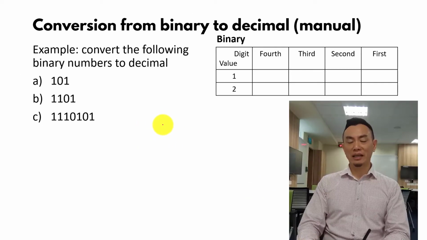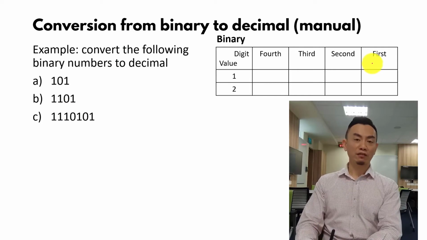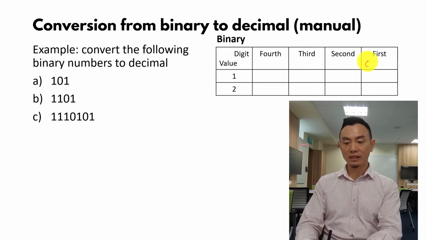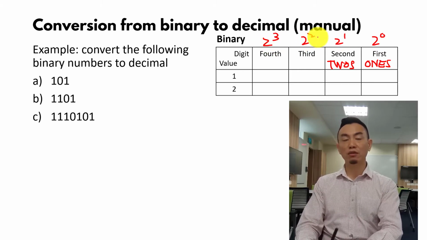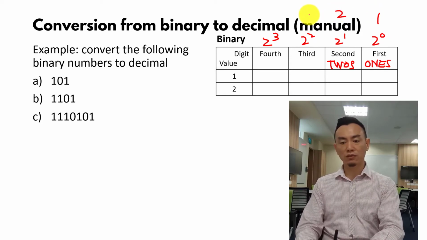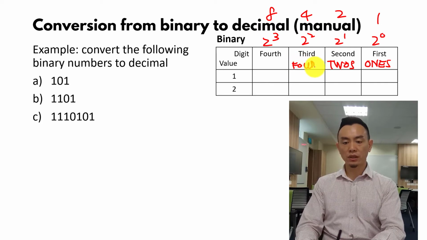Now I'm going to do a simple example to convert binary numbers to decimal. Remember that our first binary digit represents ones. The second represents twos. Okay, if you can't remember, this is 2 to the power of 0, 2 to the power of 1, 2 to the power of 2, and 2 to the power of 3. Okay, if you press calculator, you see that this is 1, this is 2, this is 4, and this is 8. So the third digit 4s, and the fourth digit 8s.